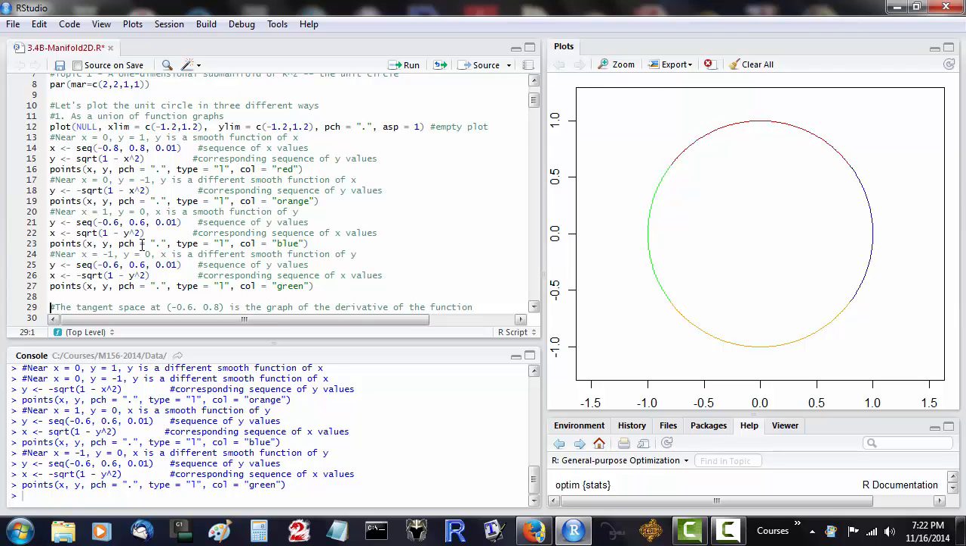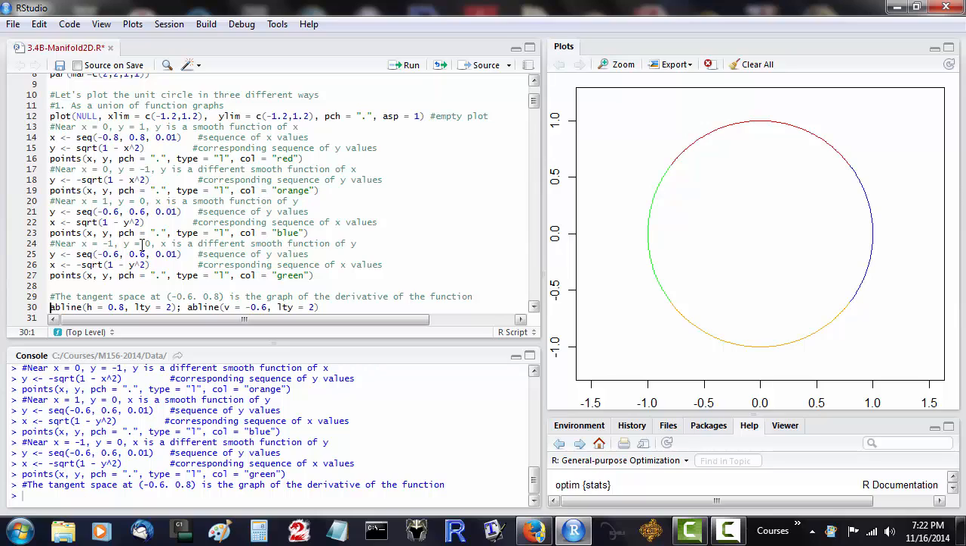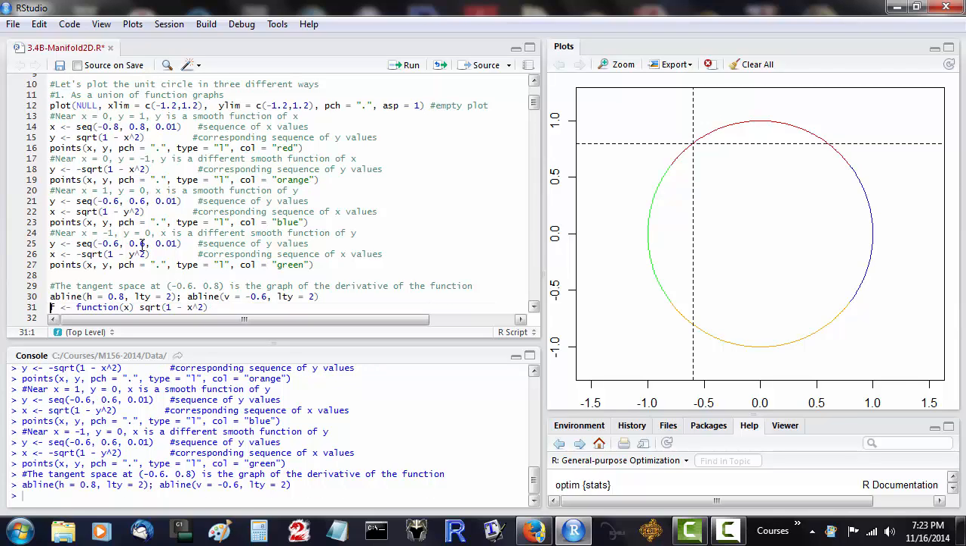So there's the good news and the bad news about manifolds. Locally, a manifold is just described by a function graph. That's the good news. But the bad news is you frequently need to change active and passive variables near different points in order to get the complete function graph. So for this simple little circle, we needed 4 separate function graphs. Once we've got the manifold, we can calculate the tangent space very easily. It's just the graph of the derivative of the function that describes the manifold.